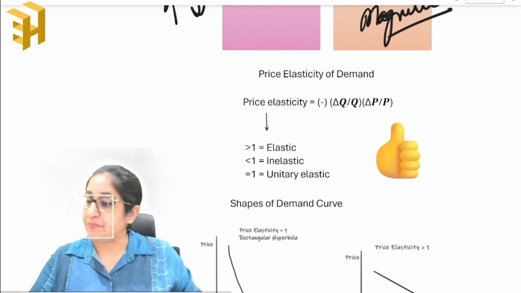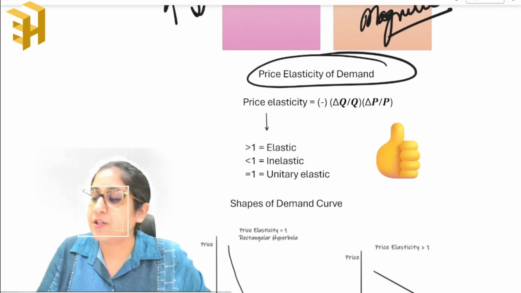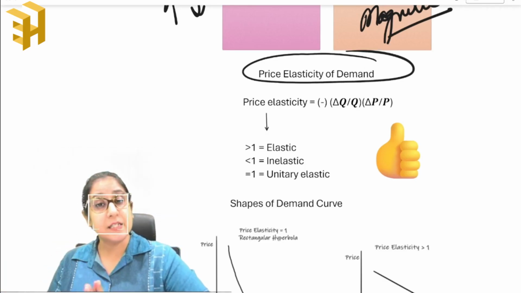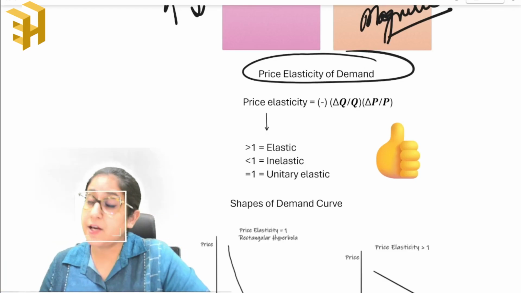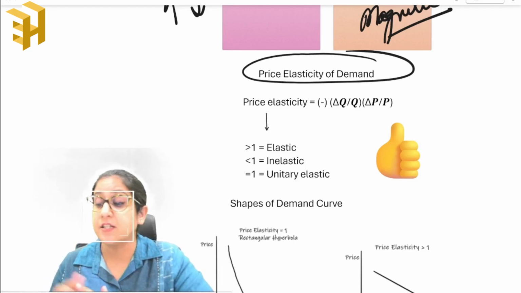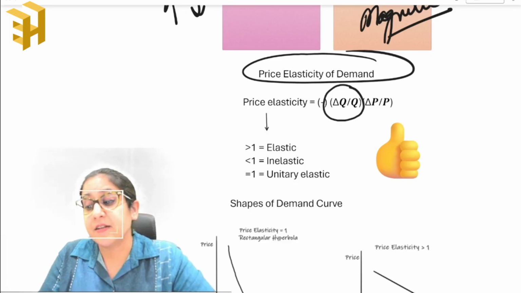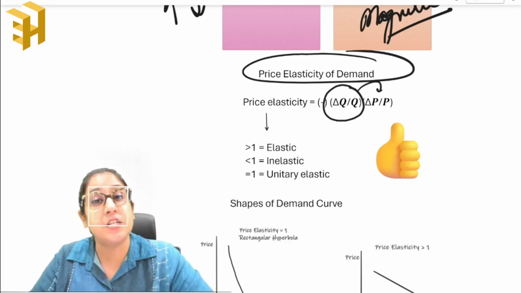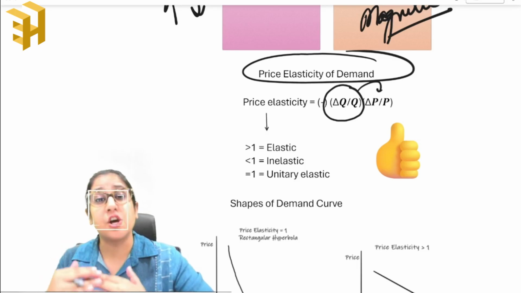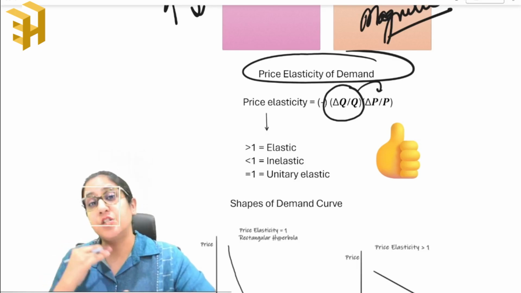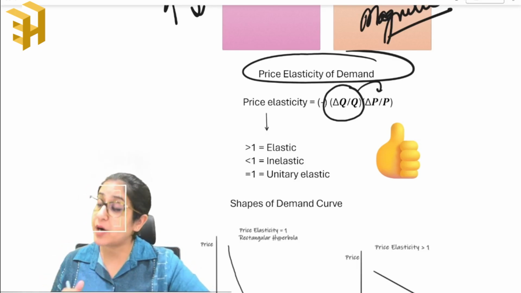So let's begin. The price elasticity of demand. In technical terms, price elasticity of demand is defined as the proportionate change in quantity as a result of a proportionate change in price. That is, how much is your quantity demanded changing with respect to your price.